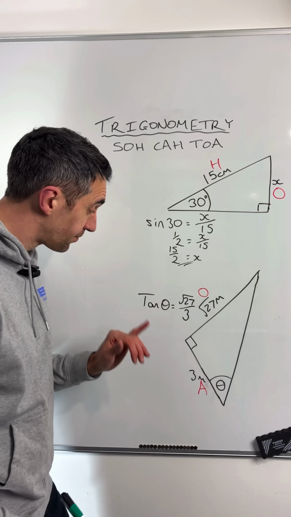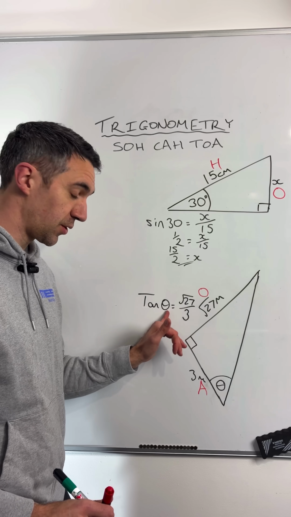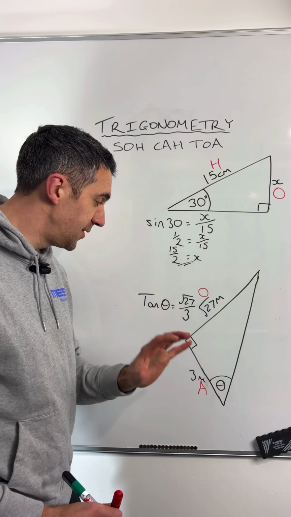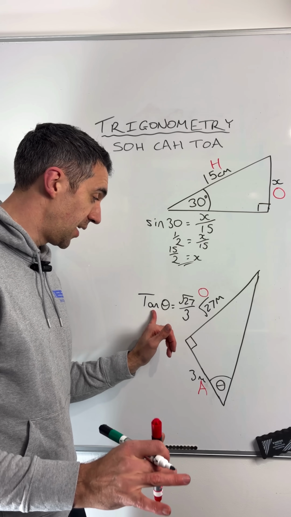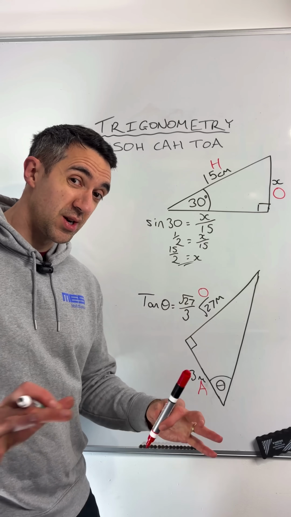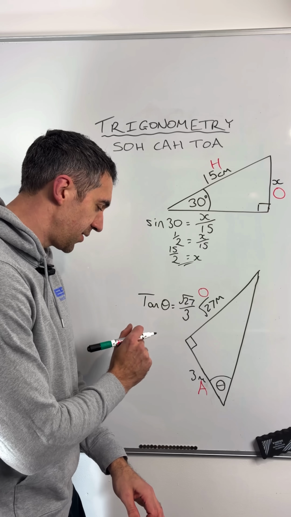Now this time, because it's tan theta equals, we're looking for an angle, so we're trying to do our inverse tan. If you've got a calculator, we can straight up just do inverse tan of root 27 over 3. But if we're going to try and do it without, we might need to simplify this first.